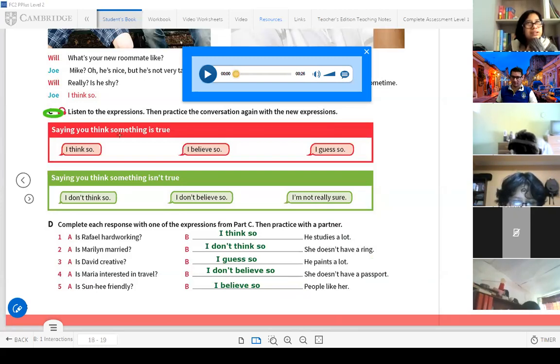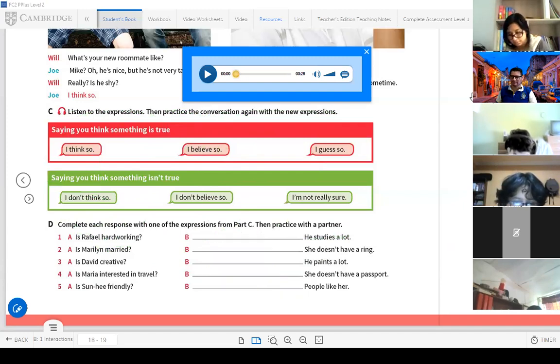Don't forget, these expressions are for saying you think something is true or saying you think something isn't true. Yeah? Yes, así como no creemos en las calumnias que levantan ante Leticia. Why not? Don't worry, Leticia. No te preocupes. Nosotros te creemos. Okay? Now, let's see. Yeah, Mariana también dice, yes, teacher.